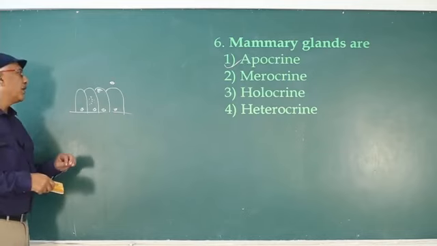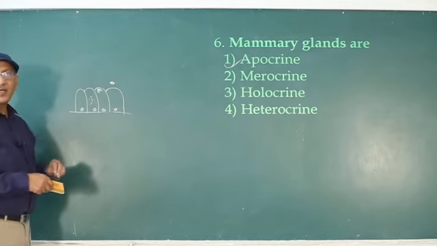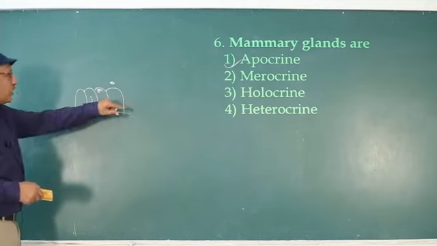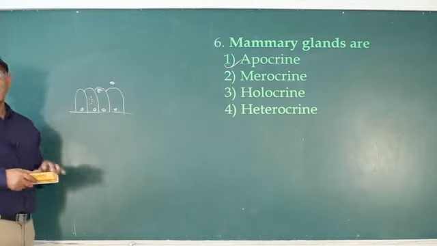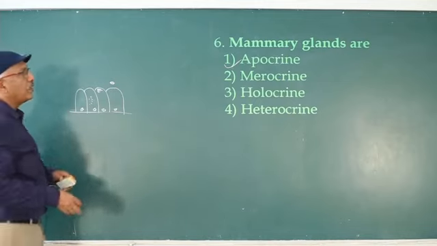What is merocrine? If the cell releases the secretion without losing cellular component, it is known as merocrine gland. Example, pancreas. What is apocrine gland?